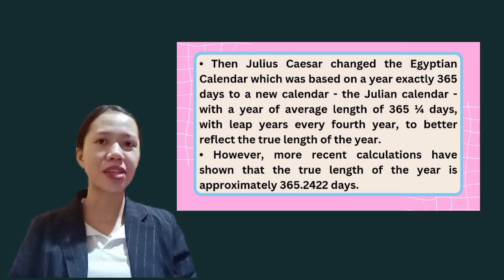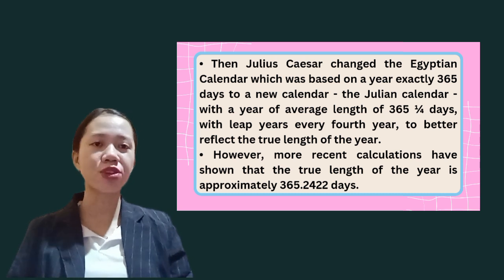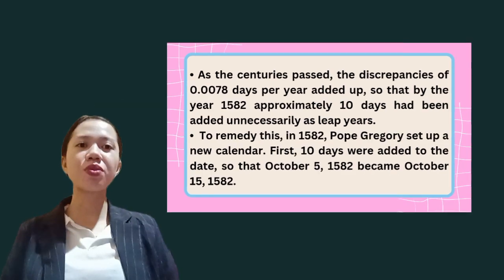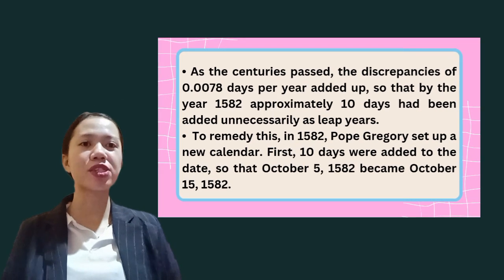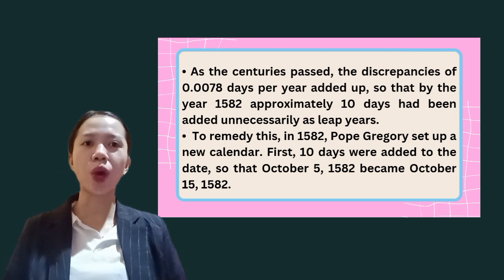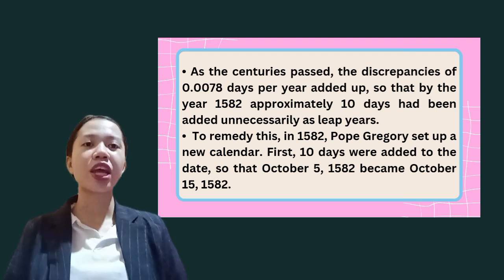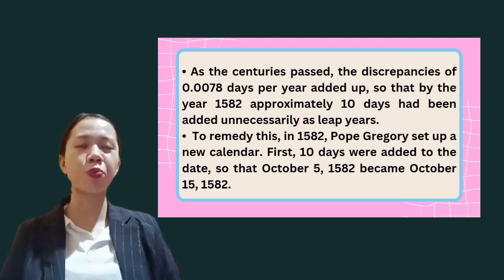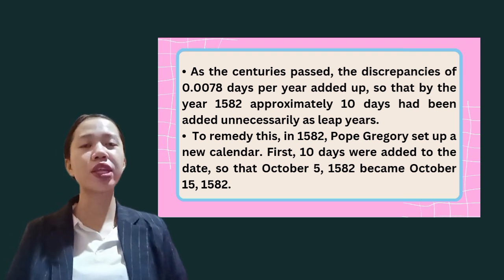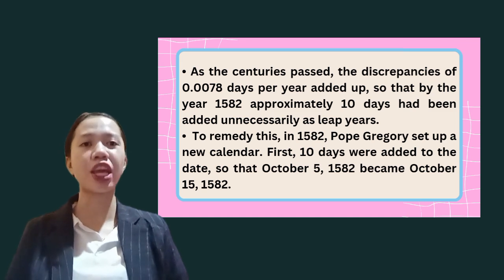However, more recent calculations have shown that the true length of the year is approximately 365.2422 days. As the centuries passed, the discrepancies of 0.0078 days per year added up, so that by the year 1582, approximately 10 days had been added unnecessarily as leap years. To remedy this, in 1582, Pope Gregory set up a new calendar. First, 10 days were added to the date, so that October 5, 1582 became October 15, 1582.